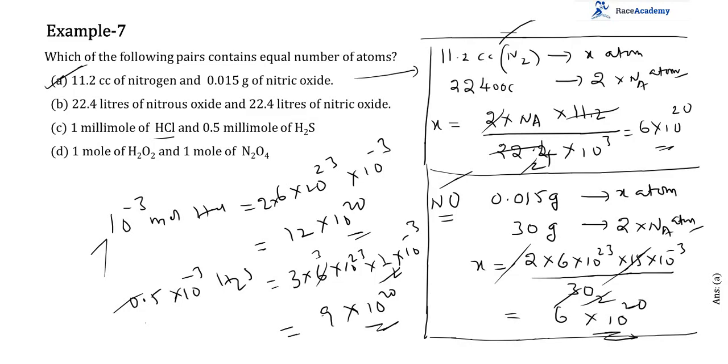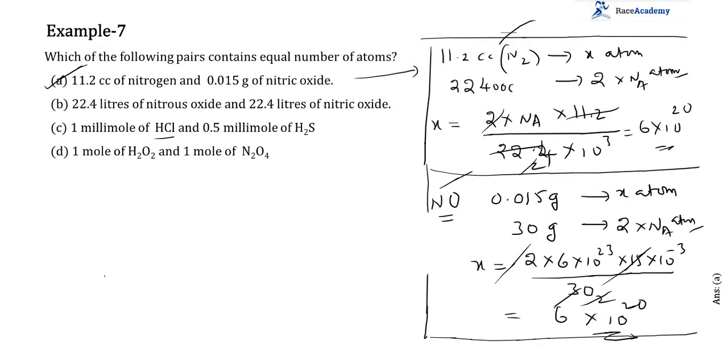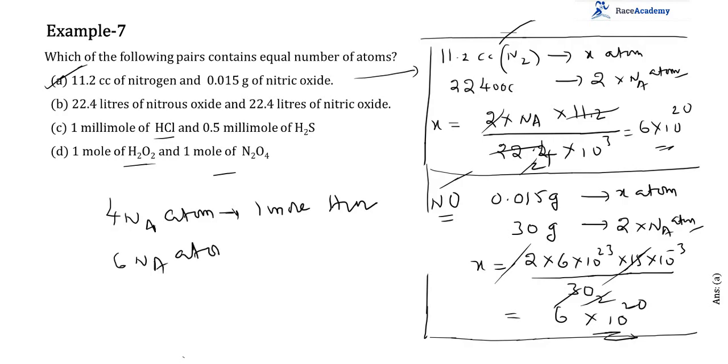So it is also not the right answer. The number of atoms are not equal in this case. In the fourth case, 1 mole of H2O2 has 4 times Avogadro number of atoms, whereas 1 mole of N2O4 has 6 times Avogadro number of atoms. So here also they are not matching.